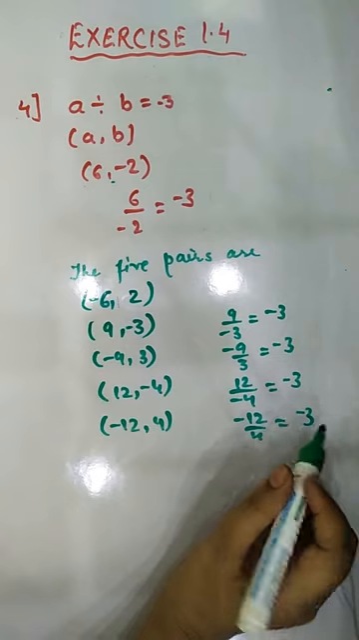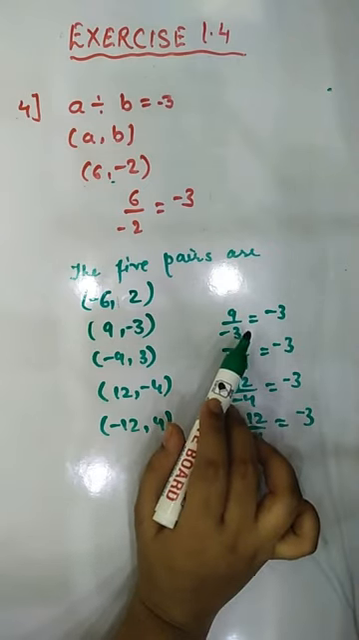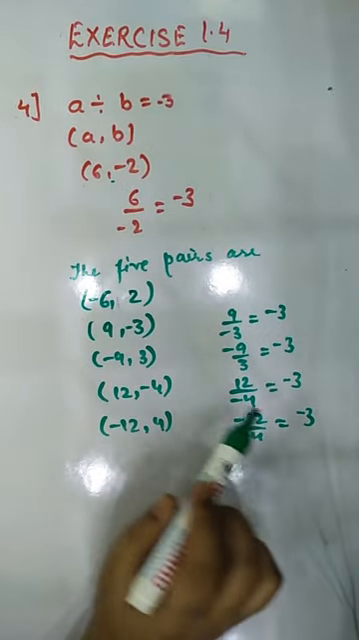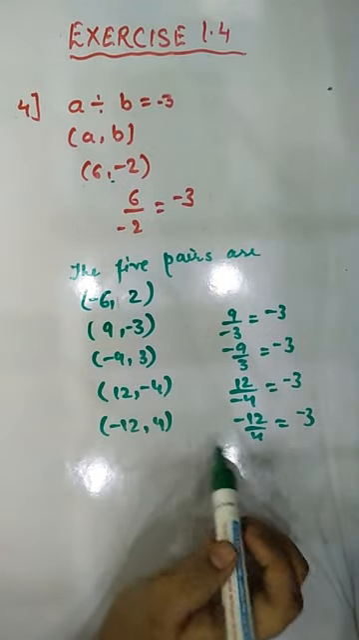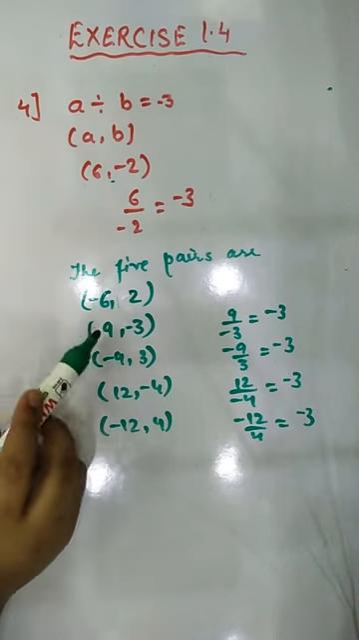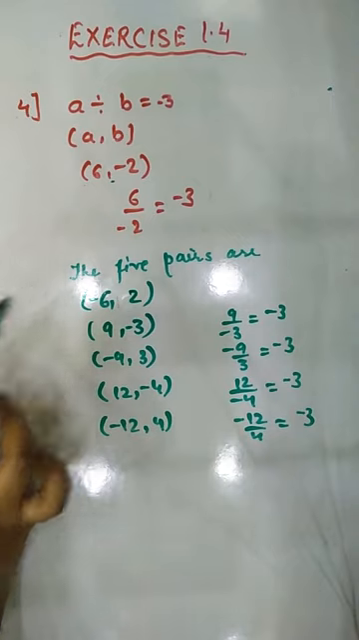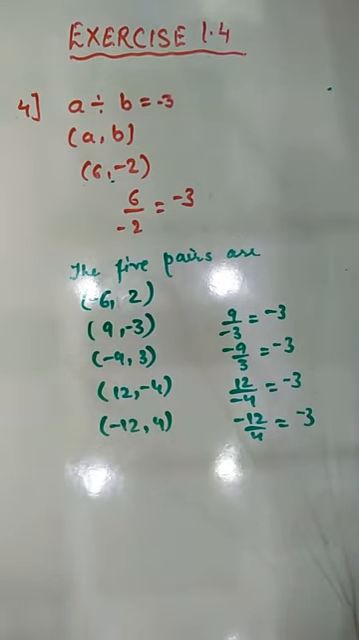So every time you need to check whether the answer A divided by B is equal to -3 or not. Then only your pair is correct, and you need to make sure that A is always greater than B. Understood? So 5 pairs you can write of your own also. Now come to question number 5.